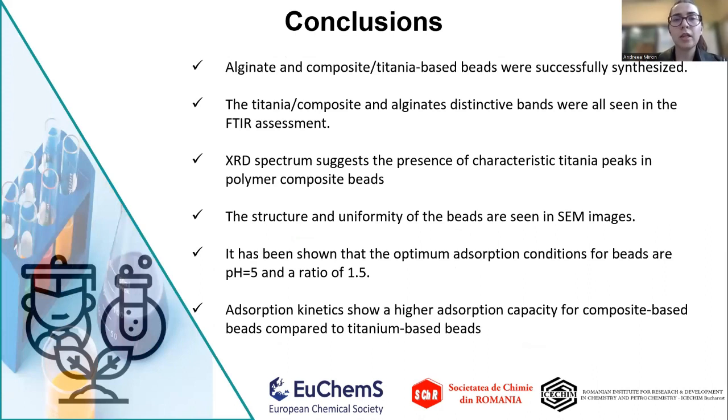So in conclusion, alginate and composite and titania beads were successfully obtained. The beads present all the characteristic bands in the FTIR spectra. The XRD spectrum suggests the presence of the characteristic titania peaks and the composite in the beads. From SEM images, we can see the uniformity of the beads, and the optimal conditions for the absorption study were pH 5 and solid-liquid ratio 1.5 milligram per milliliter.